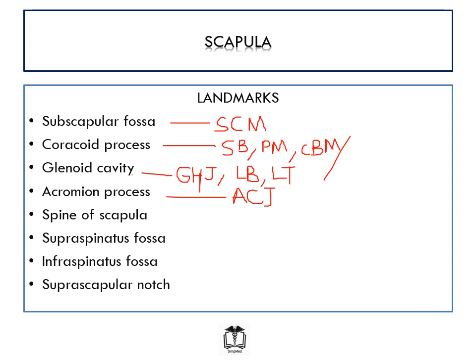The supraspinous fossa is the second fossa found in the posterior surface of the scapula. This fossa is related to a muscle, and the name of that muscle is the supraspinatus muscle. So supraspinatus muscle, SSM. The infraspinous fossa is the third fossa found in the posterior surface of the scapula, and this fossa is also related to a muscle.